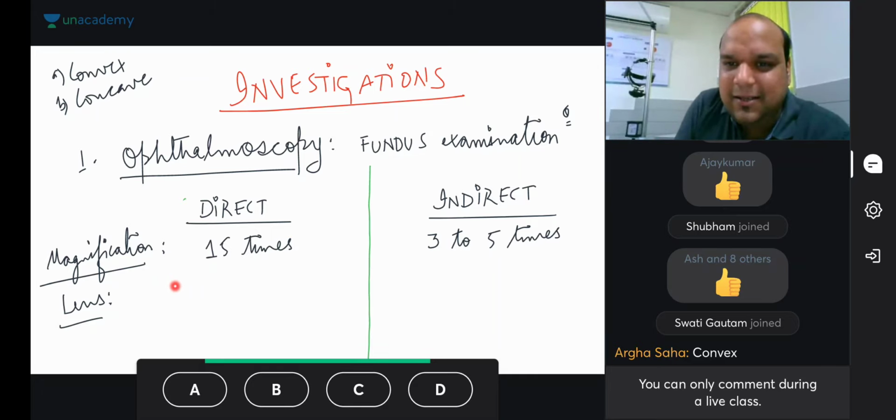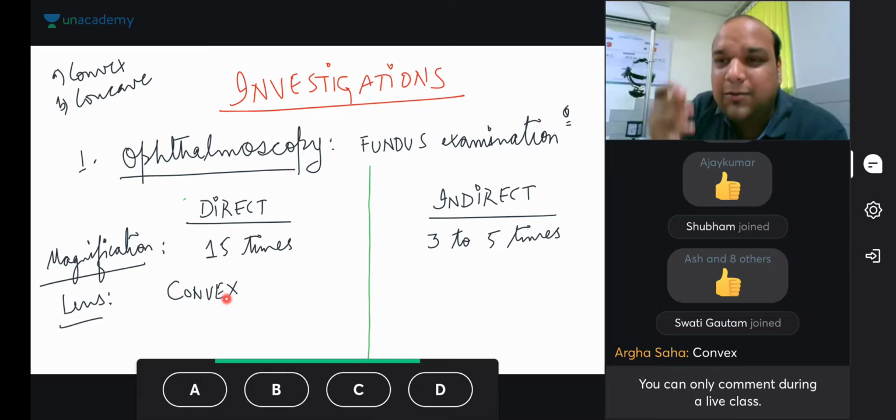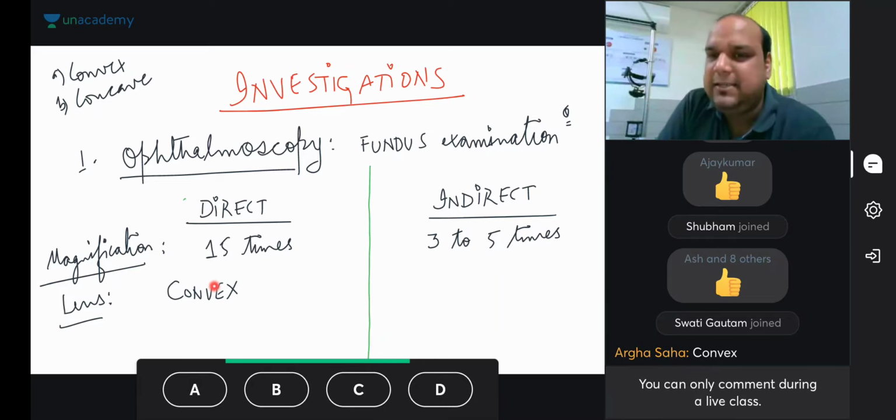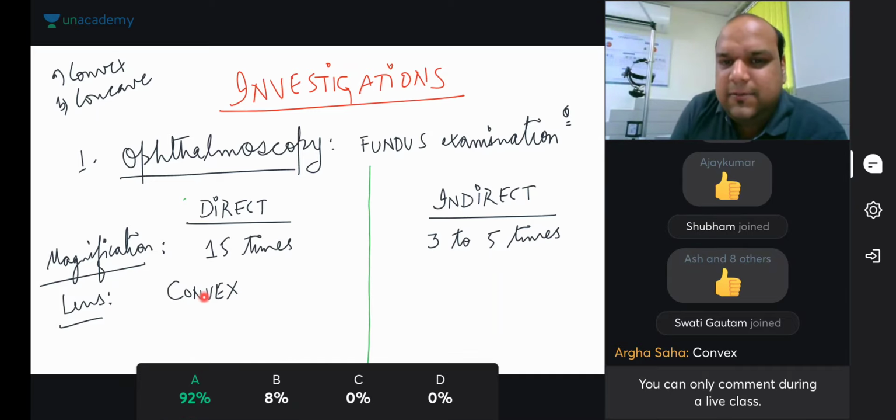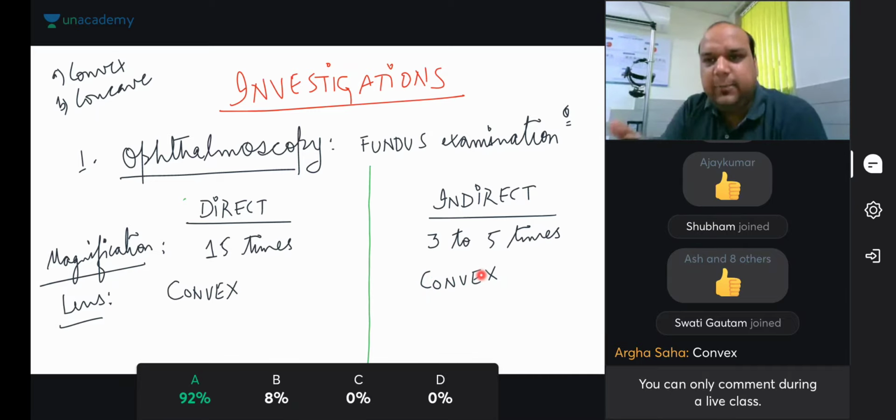So the answer is convex. Convex lenses are magnifying lenses. Concave lenses are minifying lenses. Okay. So almost everybody is correct. Only I think one person is wrong again. So the lens which we use is convex in both the cases, direct as well as indirect. In both the cases, we are magnifying.